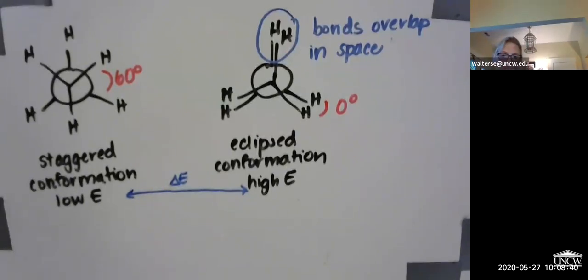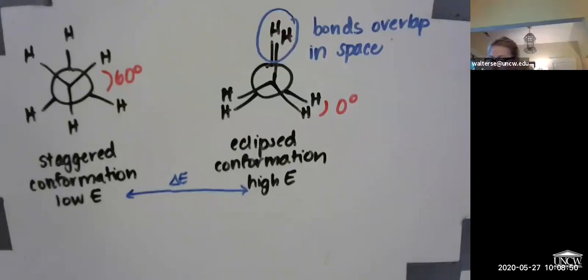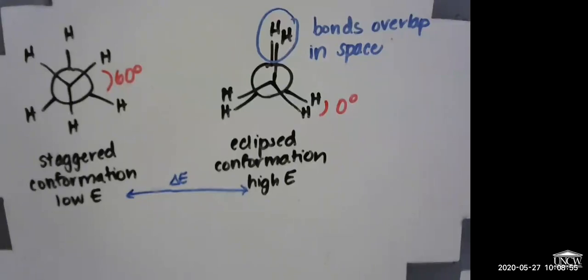Are you good so far? Are there any questions? I have a question. How can that be in your eclipse? You said that's 0 degrees. Yeah. What plane is that on or whatever?